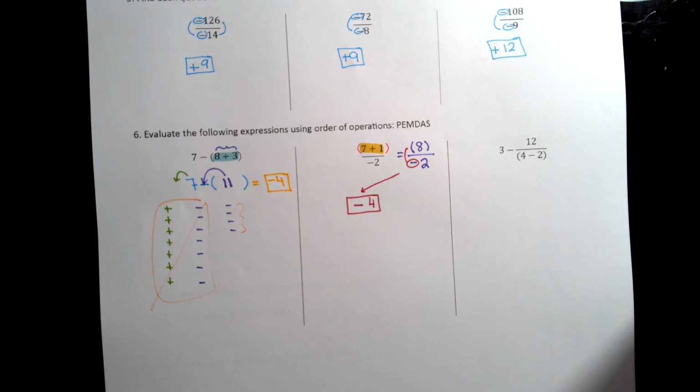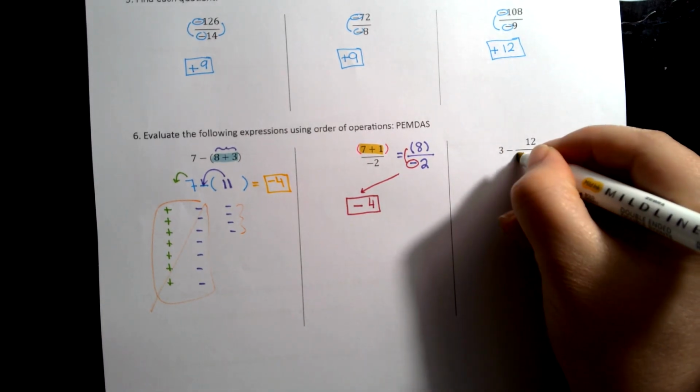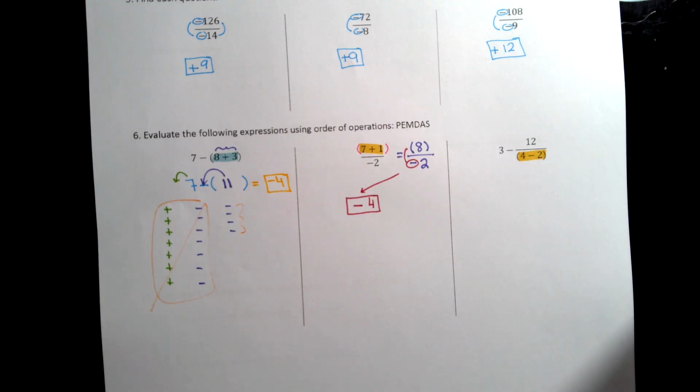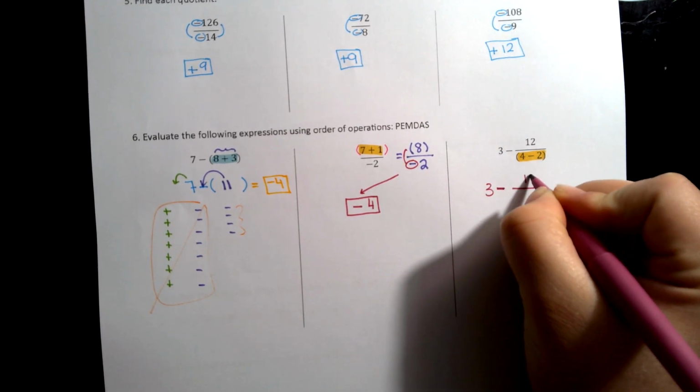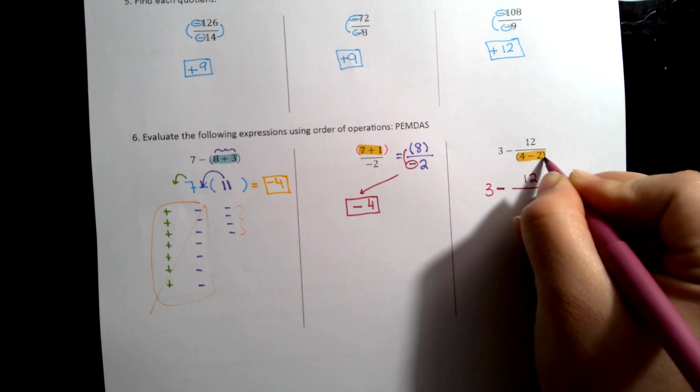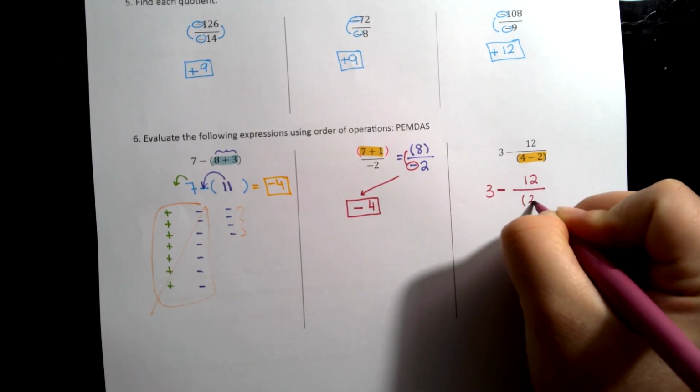Here, yes, I do have parentheses. So we need to do these first. And here we have 3 minus. Be careful with these minuses. We got 12 on top. And we got 4 minus 2, which is 2.